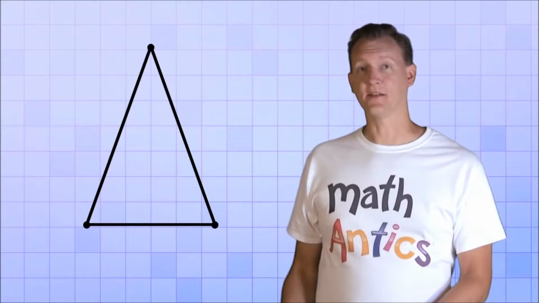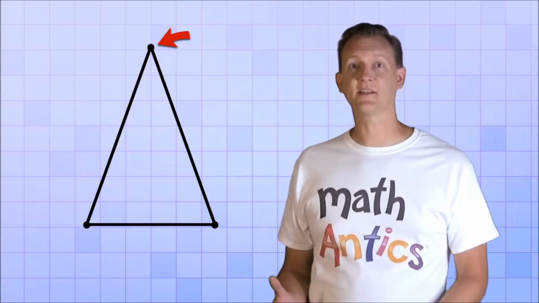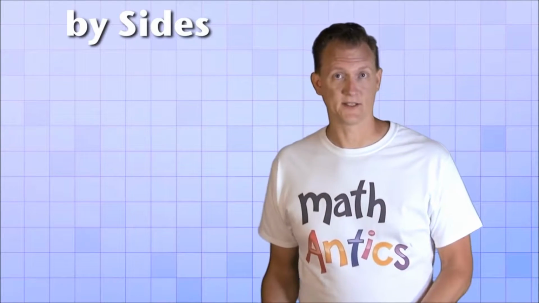And finally, to see the third possibility, let's move that same top vertice again, but this time to the left. Now, all the sides are different lengths. This type of triangle is called a scalene triangle. So those are the 3 possibilities when classifying triangles by their sides.